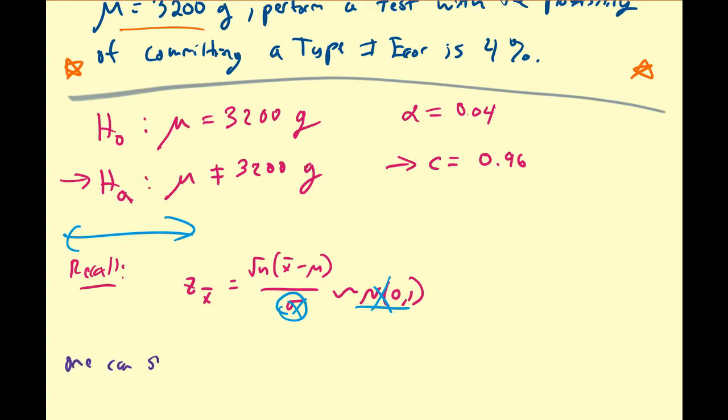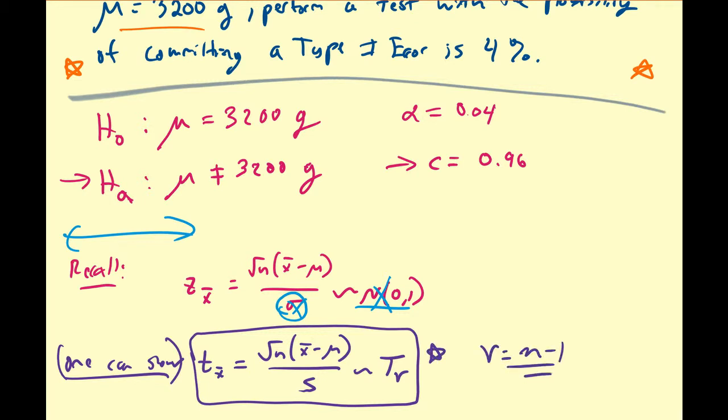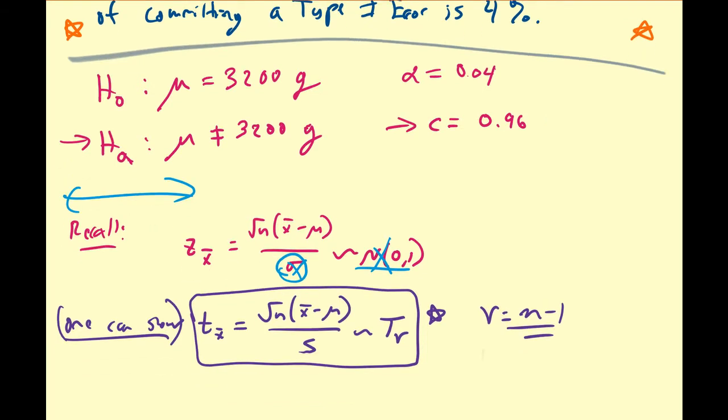So there is another conclusion. One can show that the number, the square root of n times x bar minus mu divided by s, is actually associated with a t distribution, where nu represents the degrees of freedom. And this is what we call a t-score for the sample mean. This is a useful fact that we're going to take advantage of. And here the degrees of freedom is going to be the sample size minus 1.